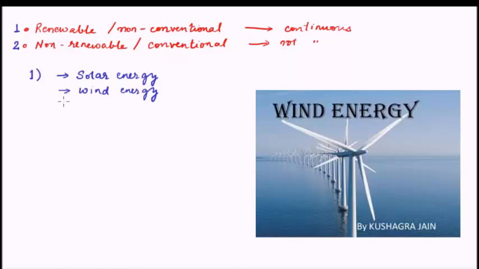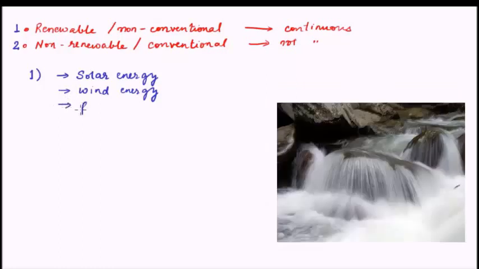The third is flowing water, or hydro energy. Let me write flowing water or hydro energy. What is this? Rivers continuously flow. Why? Because water has a natural tendency to move from a higher region to a lower region due to gravity. Now, this flow of water can be utilized to run turbines, and running turbines further produces electrical energy. Therefore, water is a source of continuous energy, the flowing water.